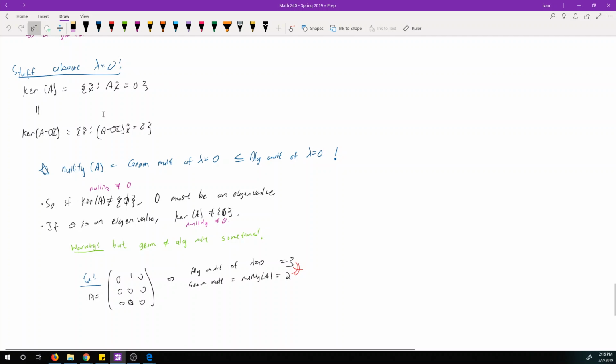At the end of my recitation 6 prep, there's stuff about lambda equals 0 that I talk about. This is the stuff where you realize that the kernel of A is the same thing as the kernel of A minus 0I. And so you can talk about how the nullity of A is the geometric multiplicity of lambda equals 0, which is less than or equal to the algebraic multiplicity of lambda equals 0. Again, I might talk about this when we get back from break. I think it's a worthwhile thing to do.